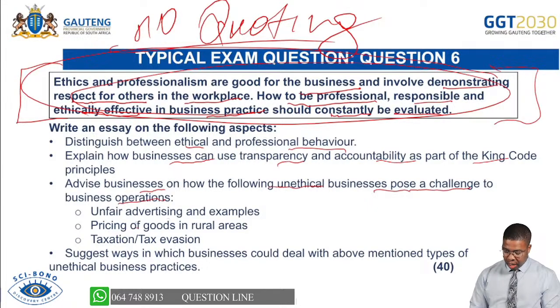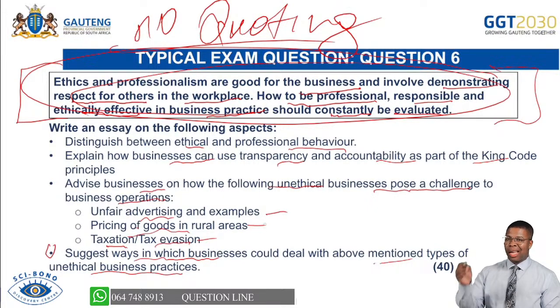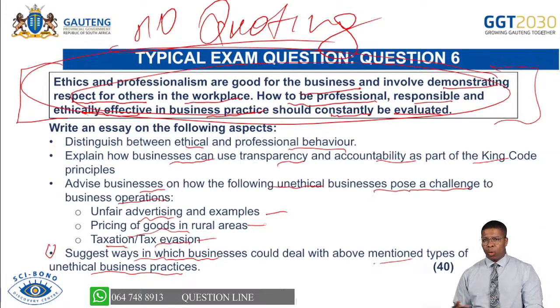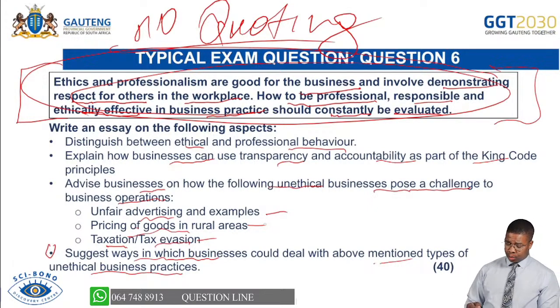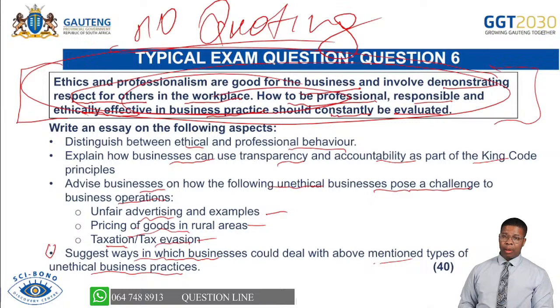And what are those? Unfair advertising and their examples, pricing of goods in rural areas, and together with taxation or tax evasion. So you explain the challenges. And the follow-on question says, suggest ways in which businesses could deal with the above mentioned unethical business practices. So you should know the challenges for these unethical business practices and know how to deal with those challenges. So this is only the typical essay, but remember not to quote anything from the preamble.